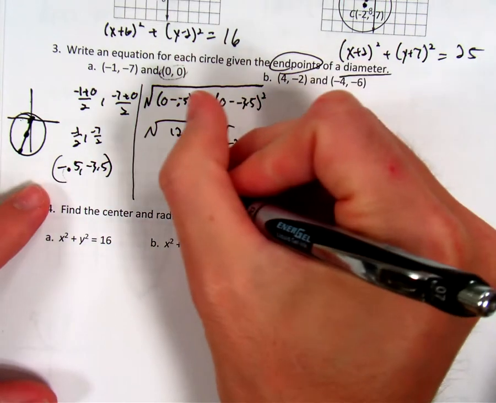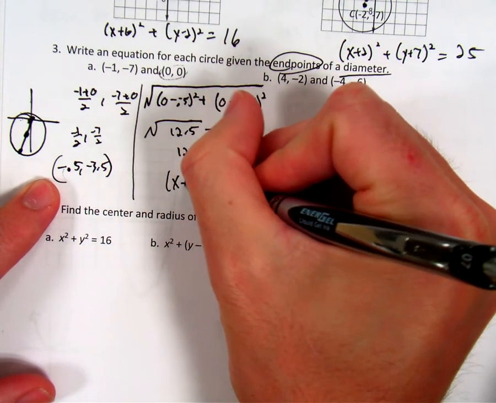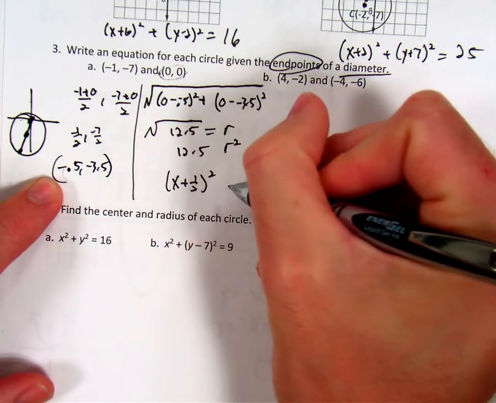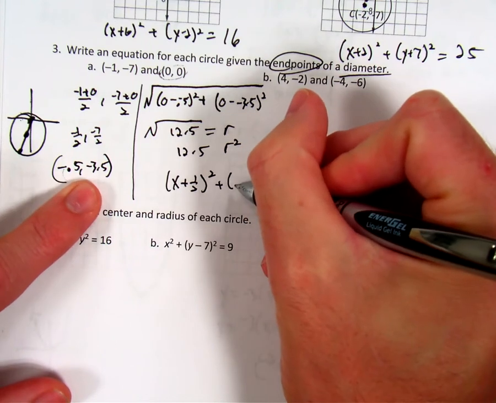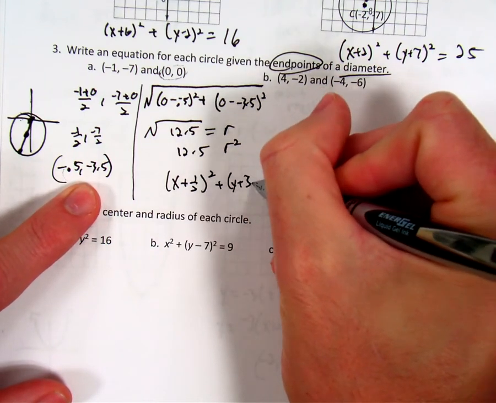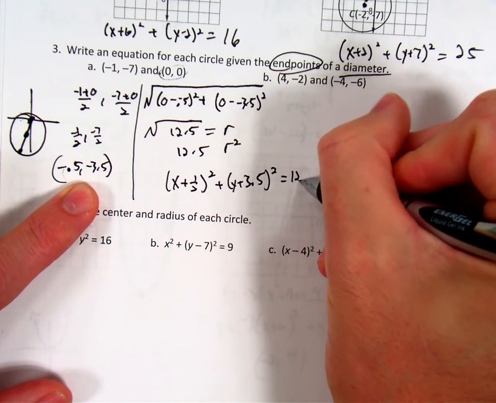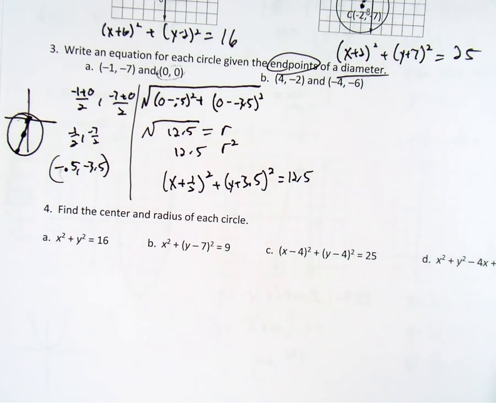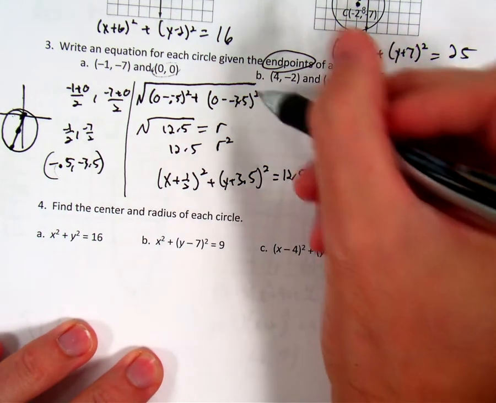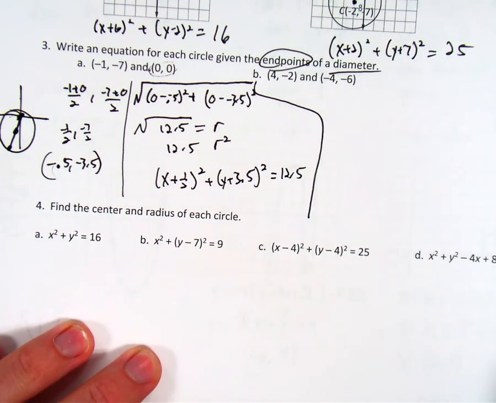Okay, so here we go. X plus 1/2 squared. And then we have y plus 3.5, or 7/2, squared equals 12.5. There it is. Okay. Your turn over here with B. Give it a shot. See what you got.